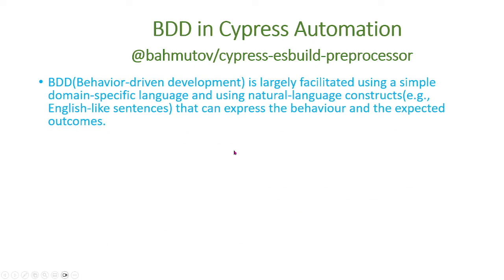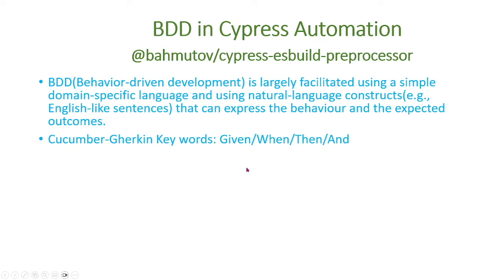BDD, behavior driven development, is largely facilitated using a simple domain-specific language and natural language constructs. That is, English-like sentences that can express the behavior and expected outcomes. Cucumber Gherkin keywords: given, when, then, and.